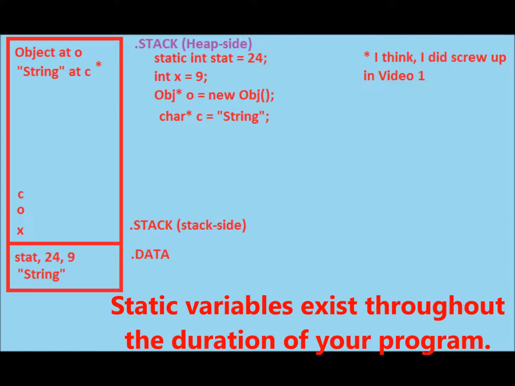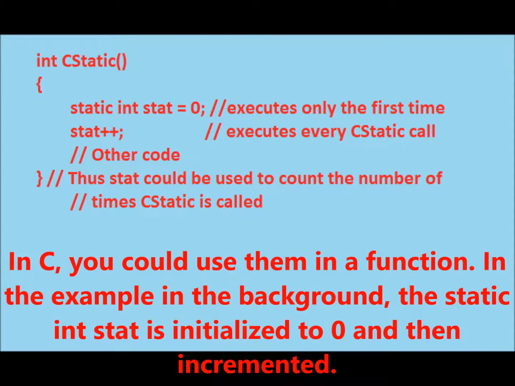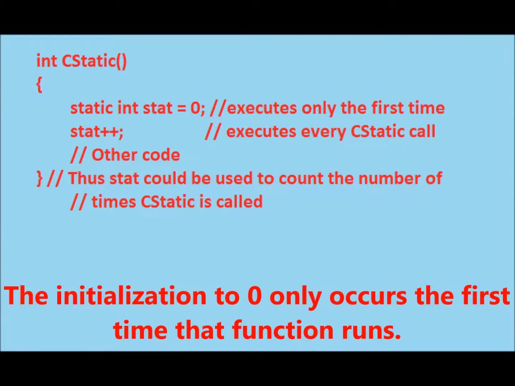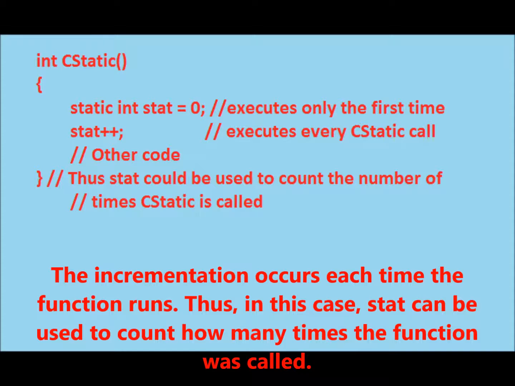Static variables exist throughout the duration of your program. In C, you could use them in a function. In the example in the background, the static int stat is initialized to 0 and then incremented. The initialization to 0 only occurs the first time that function runs. The incrementation occurs each time the function runs. Thus, in this case, stat can be used to count how many times the function was called.